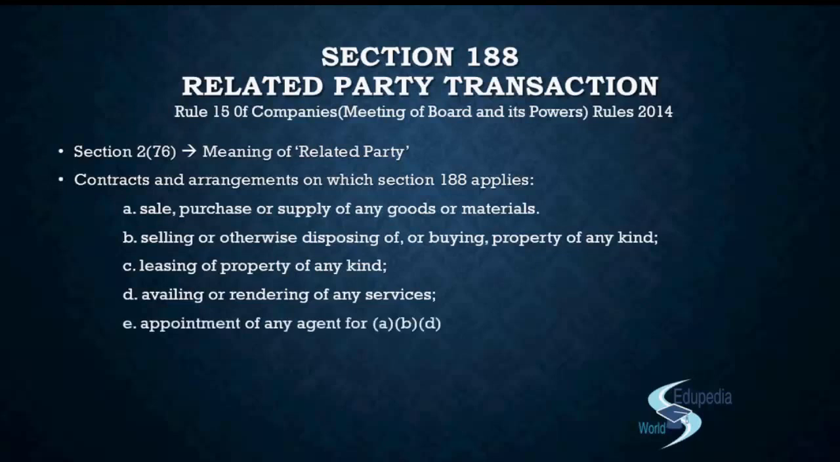Now the next point is appointing an agent for A, B and D, which is sale or purchase, selling or otherwise buying the property, or availing or rendering service. If you do this by yourself or you are doing this through an agent, for the purpose of purchase or sale of goods, material, service or property, then even that transaction through an agent will also be covered under the provisions of 188, right?